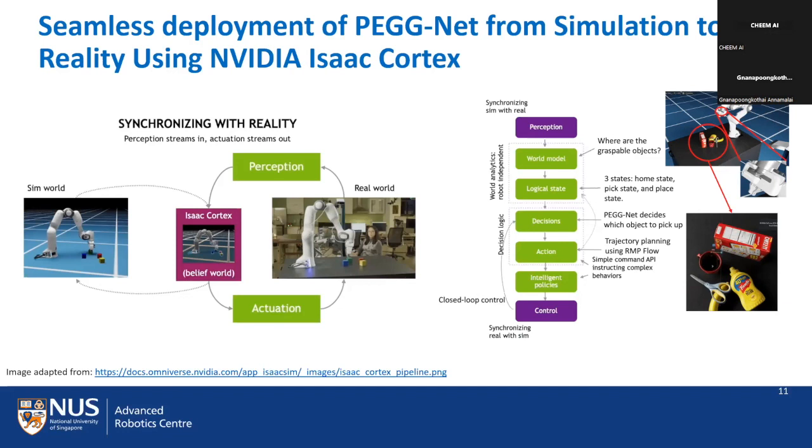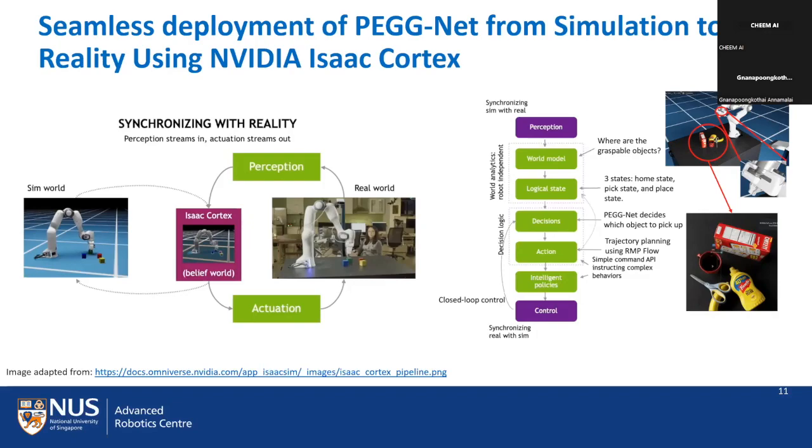So what we're doing here is we need the real world perception data to be streamed into Isaac Cortex, in which Pegg-net will run. Based on the prediction of Pegg-net, Isaac Cortex will make the decision as to where to move the end effector so that you can grasp the object. And then that command will be published to the physical robot, and the physical robot will move to that position to actually execute the grasp.